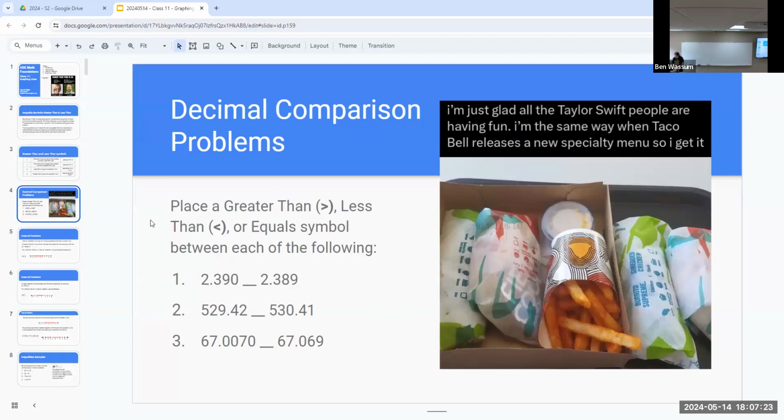here we got some comparison stuff. Also, the meme is very, very accurate. That on Taylor Swift, that's when people are having fun. I'm the same way when Taco Bell releases a new specialty menu. So I get it. Taco Bell, Taylor Swift, about the same level. Personally, for me, Taco Bell's higher.